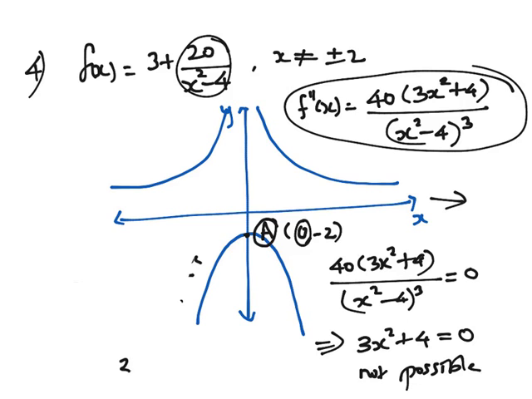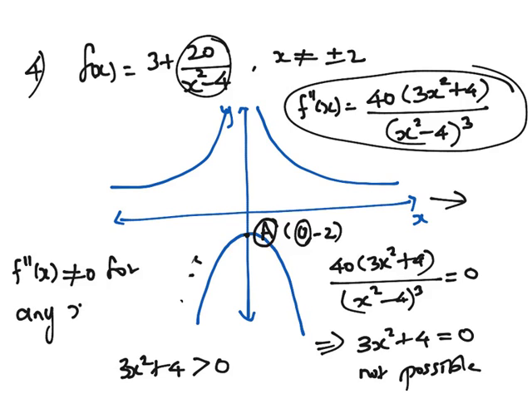Because 3x squared plus 4 will always be more than 0, f double dash of x is not equal to 0 for any x. Whatever value you substitute for x, the second derivative will not become 0. So it means that there is no point of inflection. So this is the explanation, this is the answer.